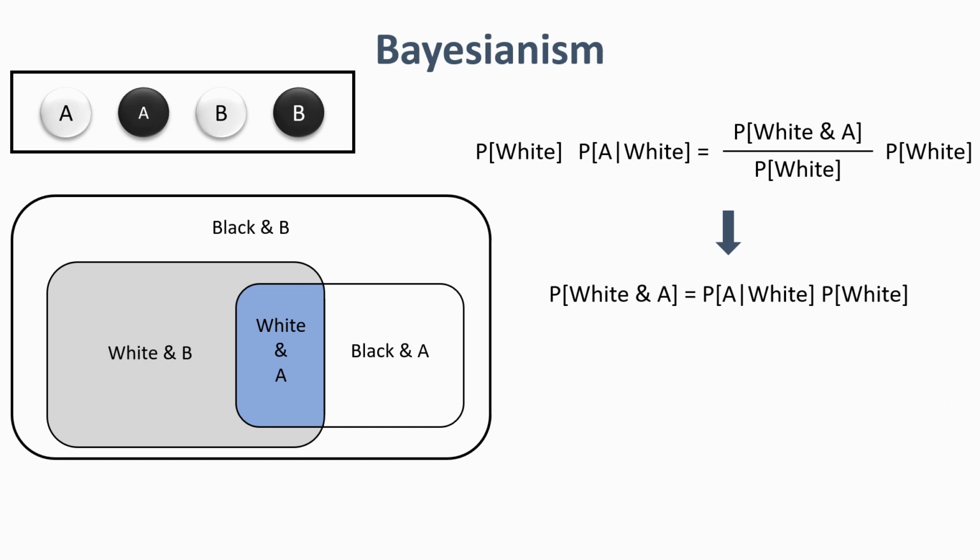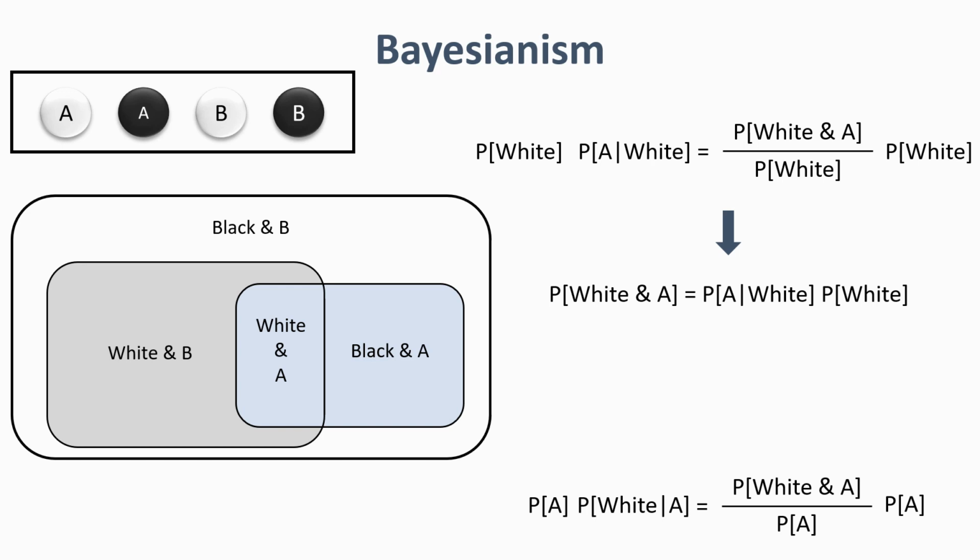Now let's look at another conditional probability. What is the probability that it is white given that it is A? It's the probability of white and A relative to the probability of A. So we have the probability of white given it is A equals the probability it is white and A divided by the probability it is A. Now multiply each side by the probability of A and we have the probability of white and A equals the probability of white given A multiplied by the probability it is A.